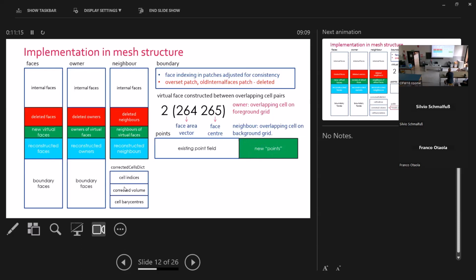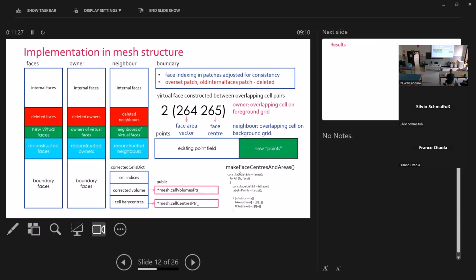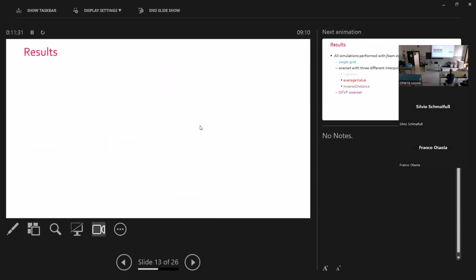And we also have our corrected cell properties. So it has a list of cell indices, and for ones which need correcting, it corrects the volume and the center and throws it into these locations in the OpenFOAM mesh structure. And this is the basic revised calculation routine for the faces. So let me just move on to some results then.